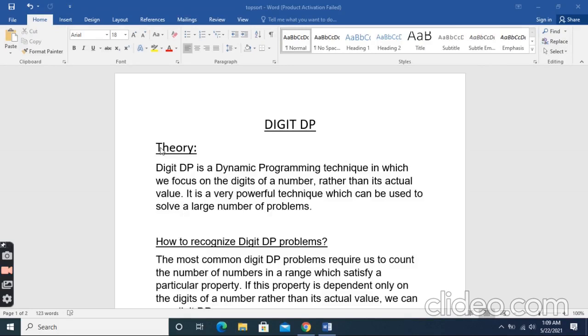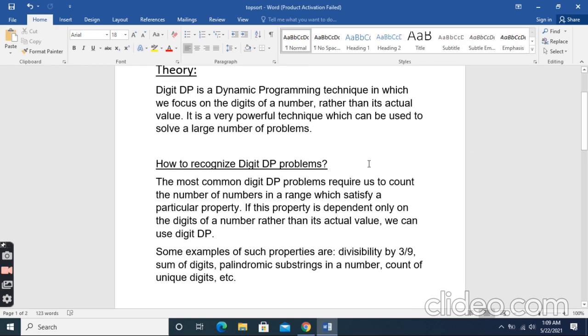In this video, I'll be talking about Digit DP, which is Digit Dynamic Programming. Digit DP is a dynamic programming technique in which we focus on the digits of a number rather than its actual value. It is a very powerful technique which can be used to solve a large variety of problems. So the first question that comes up is, how do we recognize that a problem requires Digit DP? The most common Digit DP problems require us to count the number of numbers in a range which satisfy a particular property. If this property is dependent only on the digits of a number rather than its actual value, we can use Digit DP.